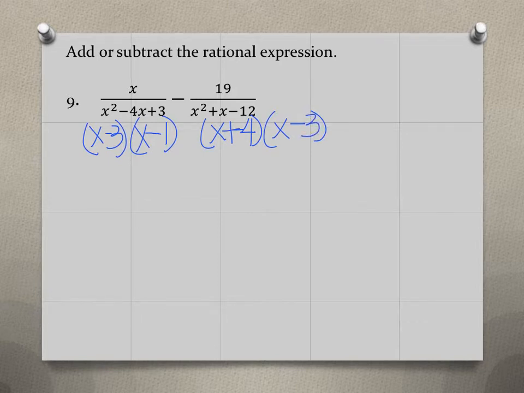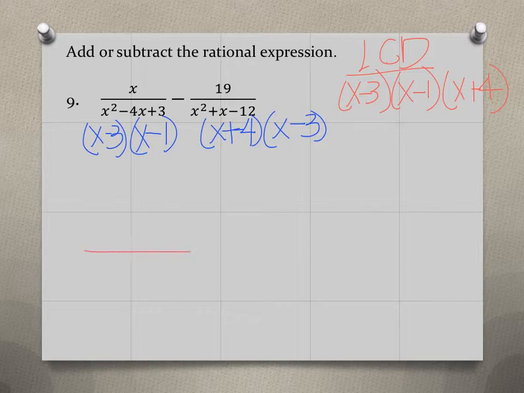So let's look at the factors that we have. We have x minus 3, we have x minus 1, x plus 4, and another x minus 3. So our LCD, our least common denominator, needs to have all factors accounted for. So we need to have an x minus 3, we need to have an x minus 1, and we need to have an x plus 4. So all three of these factors multiplied together would be the least common denominator.